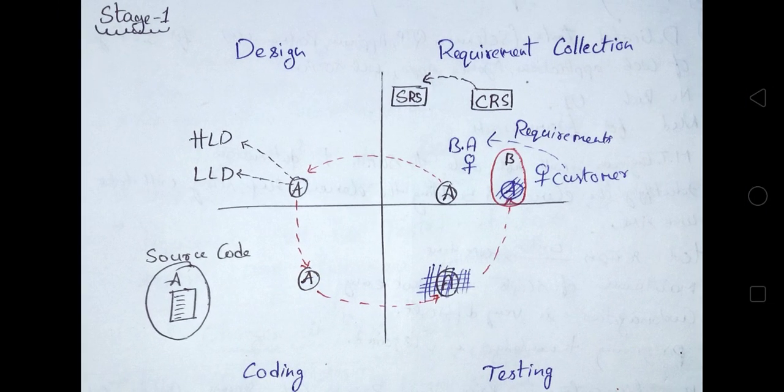What happens in stage 1? The customer will give requirements to the business analyst. Here we convert that business language CRS, customer requirement specification, into SRS, software requirement specification. After that we give this SRS for design. Here high level design and low level design will be developed, and this HLD and LLD will be given for the coding part. Here developers, by seeing that HLD and LLD, will write source code for that module. After completion of developing module A, they will give it to us for testing. We will test that module A and we will put it aside.